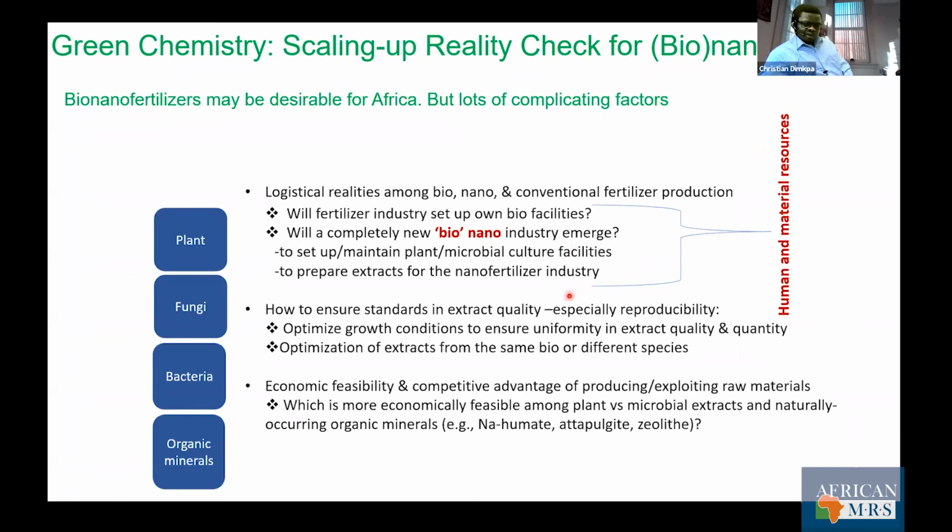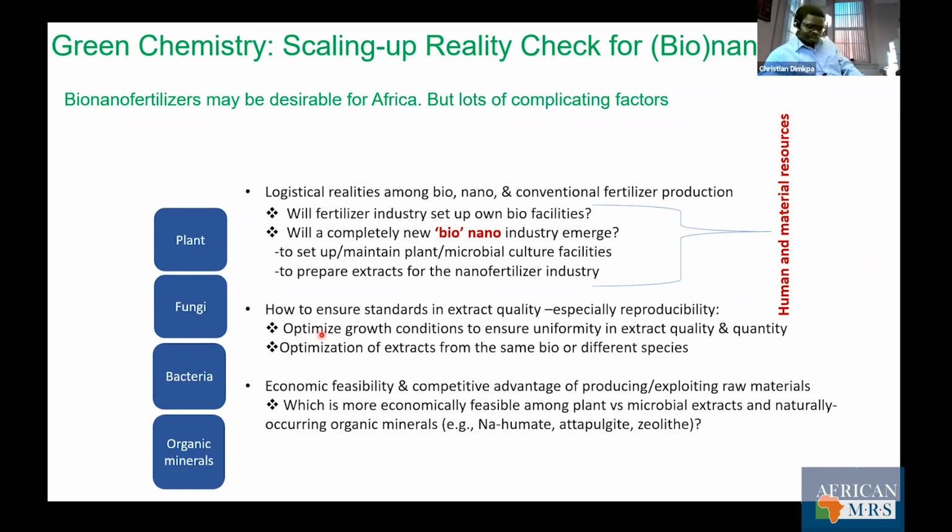Then we think of how to ensure the standards are optimized in terms of extract quality, so that we have consistency and reproducibility. For example, if you use a certain plant to produce your extracts, and they use another plant to produce the extract, it is likely not the same extract in terms of quality, in terms of the enzymes, in terms of the organic acids contained in them.